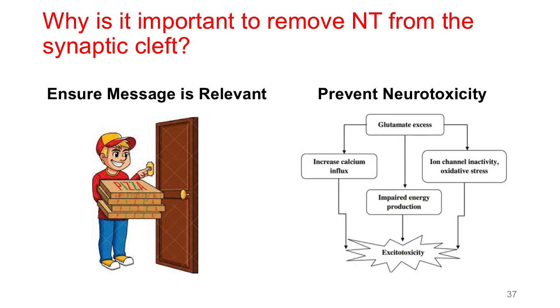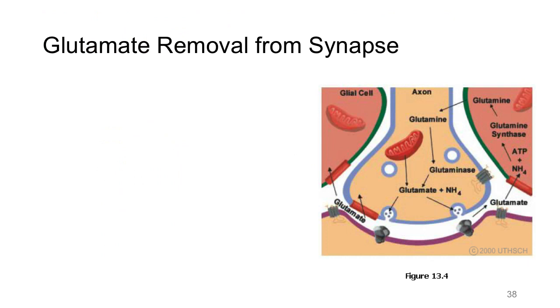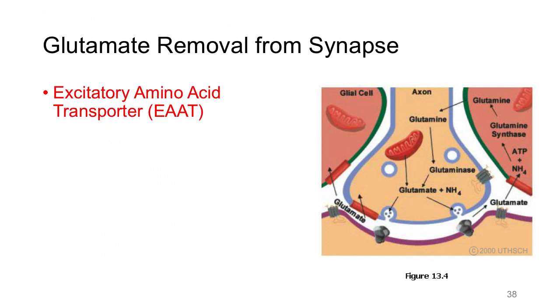And then two, we want to prevent neurotoxicity. Glutamate is especially dangerous at producing excitotoxicity in the postsynaptic neuron. Getting rid of the excess glutamate from the synapse ensures that the postsynaptic neuron will not experience excitotoxicity. Glutamate is removed from the synapse via excitatory amino acid transporter. This transporter is also present on nearby glial cells.